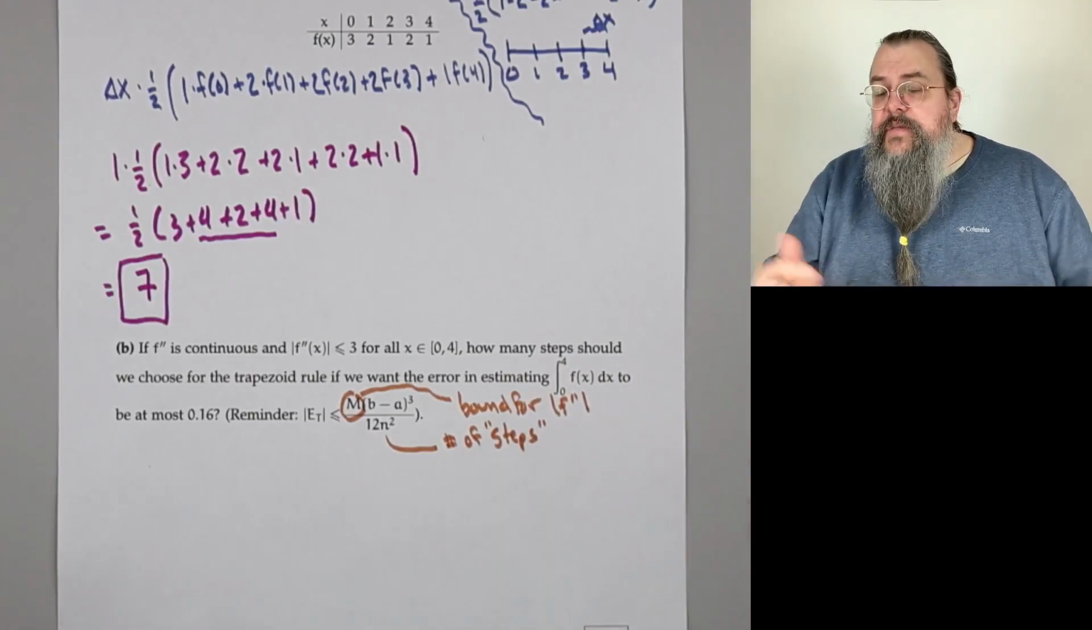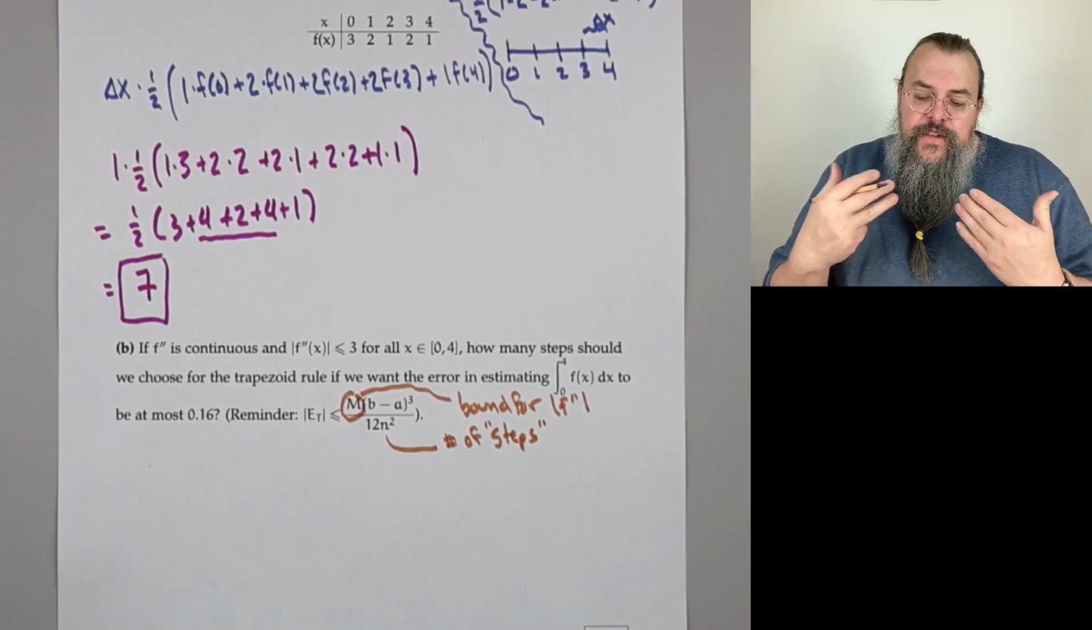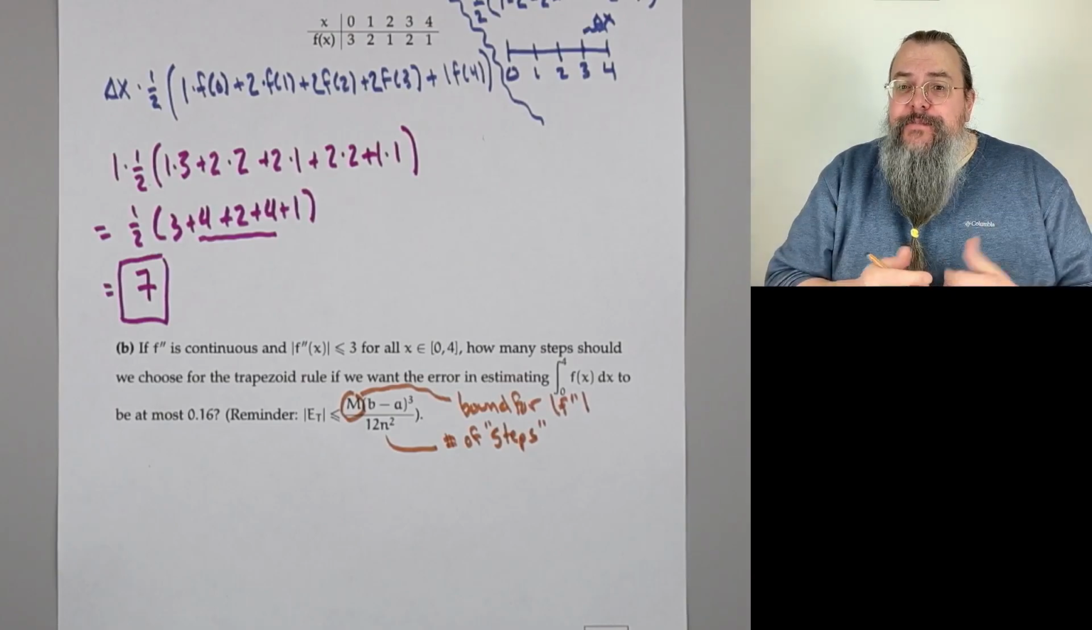Sometimes we might call it the number of divisions, how finely we're chopping. A larger value of n should give us a better approximation. And that's what this is saying.